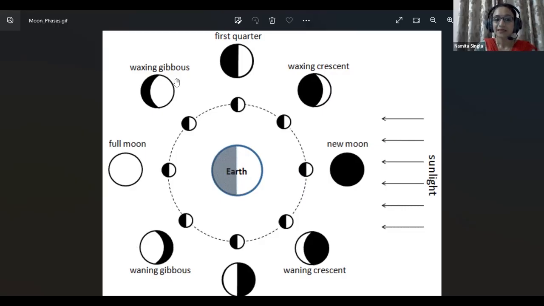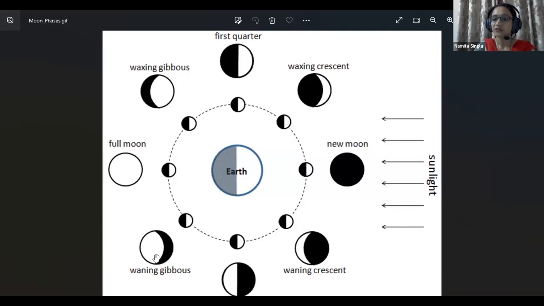See, while waxing gibbous, the shape of the moon is more or less the same, but during the waxing phases, the moon's size appears to increase. After waxing gibbous, the full moon will come. But after waning gibbous, the half moon, or waning half moon, will come. So on full moon day, we are able to see the whole of the moon. Then there comes a waning gibbous.